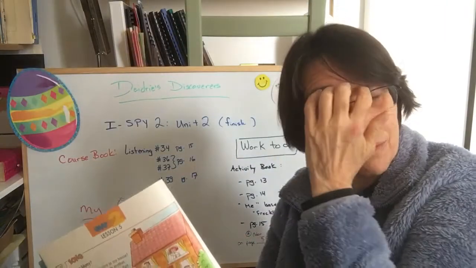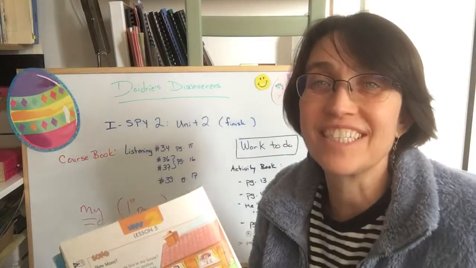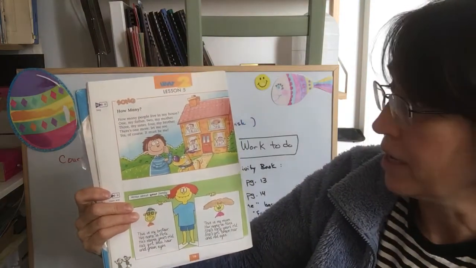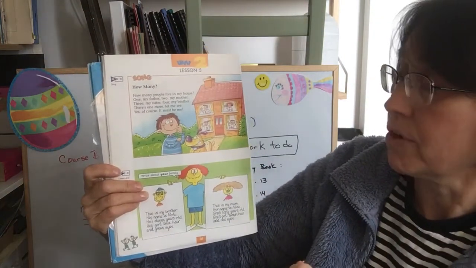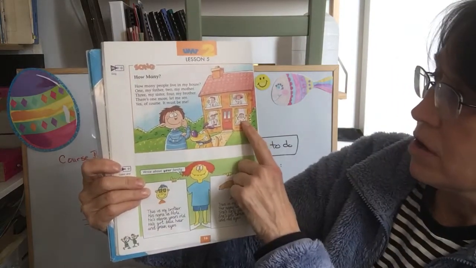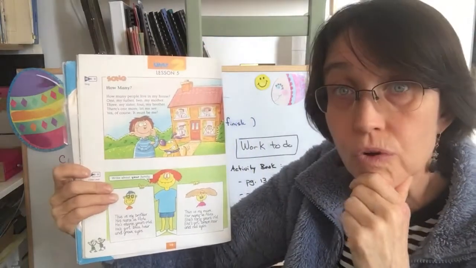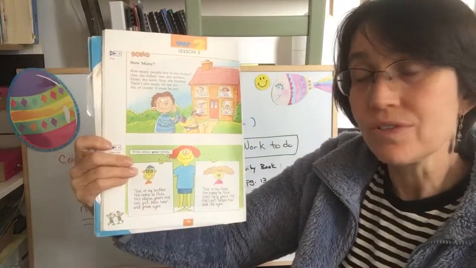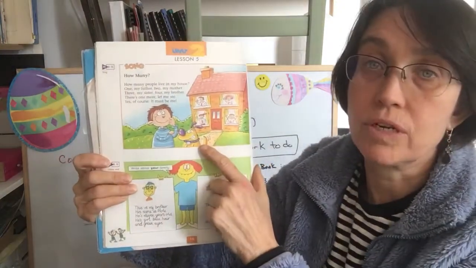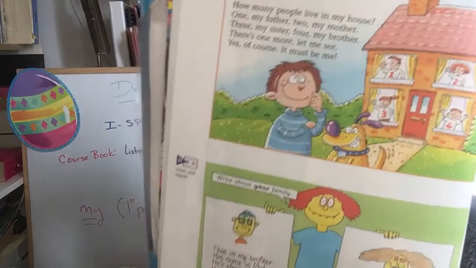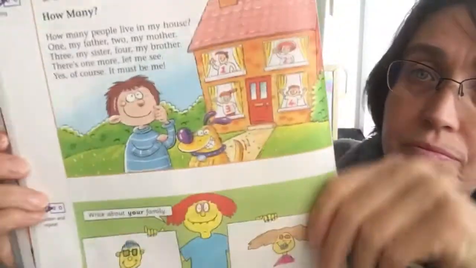Okay, so I want you to listen to it again and try to sing with it. It's very simple, okay? Just how many people live in my house? One, my father. Two, my mother. Three, my sister. Four, my brother. There's one more. Let me see. He's thinking. Yes, of course, it must be me. Plus, there's a little doggy woggy. Okay, let's listen to it again. Try to sing with it if you can. Okay, here we go. Listening number 36. It's very simple.